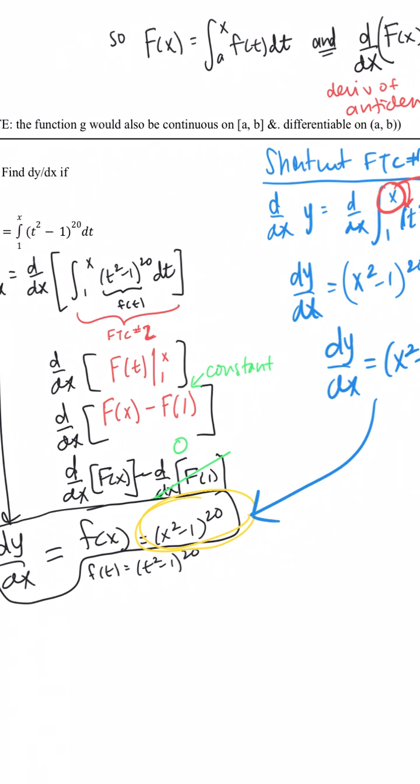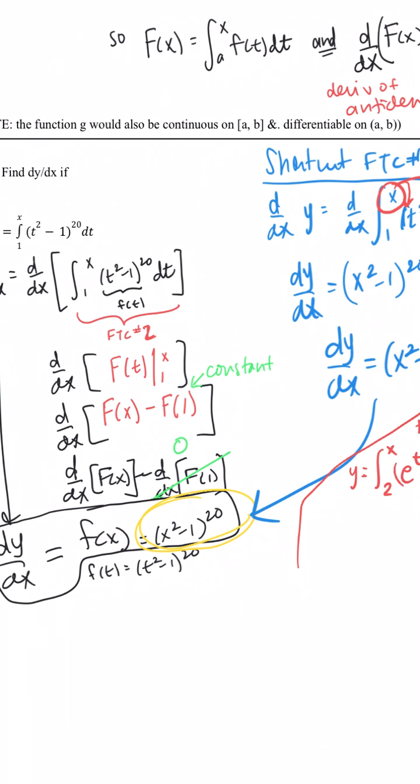So let me look at our next example. Let me give you another example, just a quickie. I'll put it down here in a little box. So for example, if I wanted to find dy/dx of y equals the integral from 2 to x of e to the t plus 7t dt.